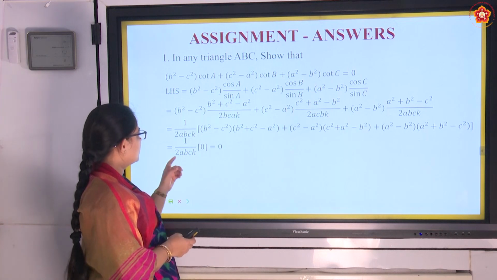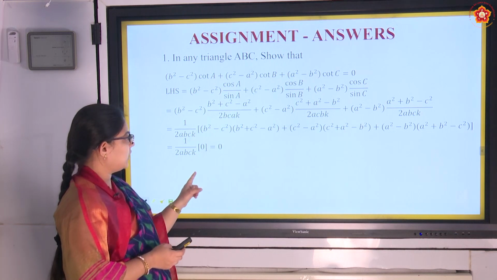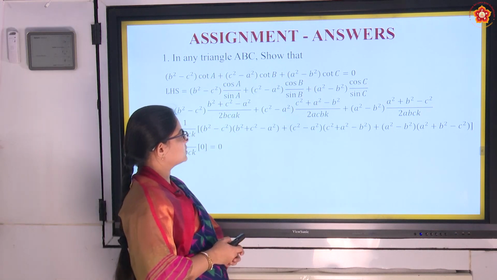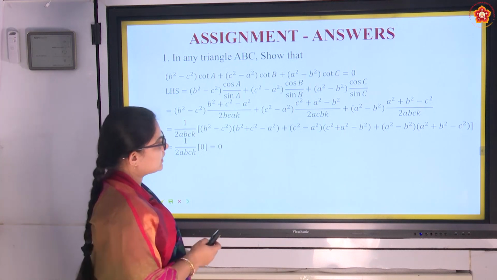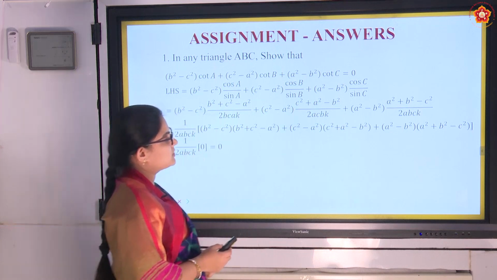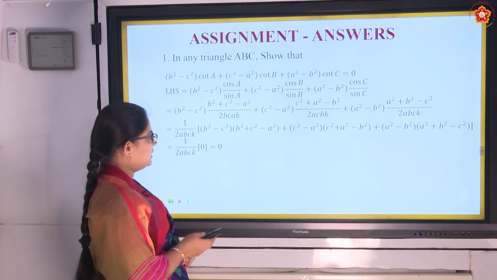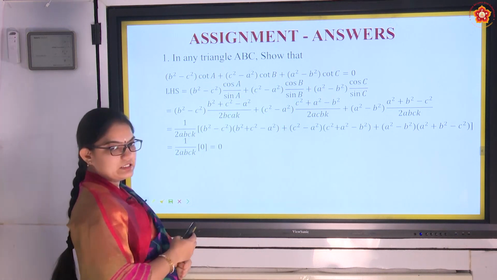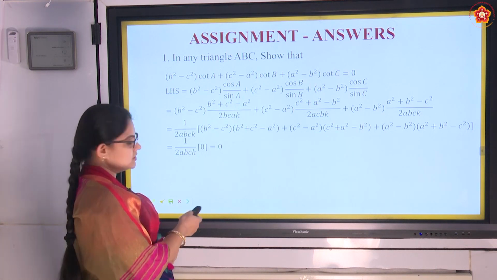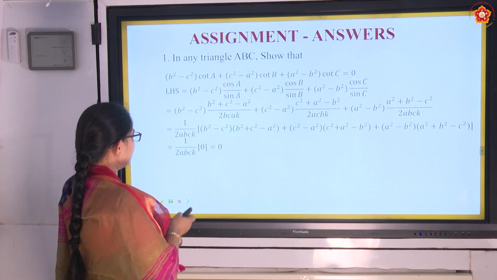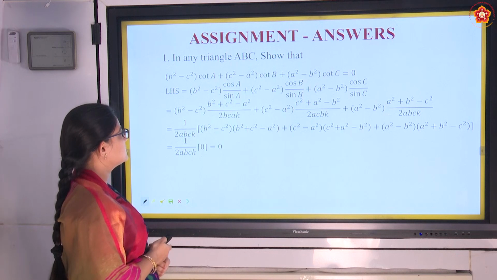So we get (b square minus c square) into (b square plus c square minus a square) by 2bck, plus (c square minus a square) into (c square plus a square minus b square) by 2ack, plus (a square minus b square) into (a square plus b square minus c square) by 2abk. Now we can see in each term 1 by 2abk is common, so let us take it out and simplify the remaining terms. We get the value 0. So we get 1 by 2abk into 0, which is equal to 0.